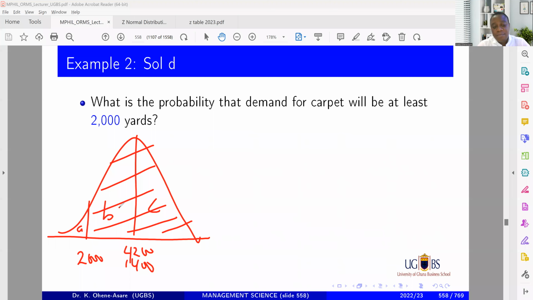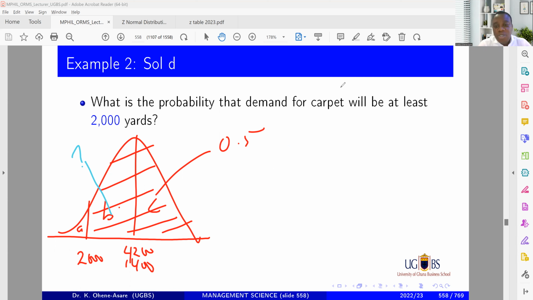Okay, so as for the C part, we know that it will be 0.5. So what we have to do is find B. In finding B, our X will be 2,000. So how do you work it? What plus what? What minus what?